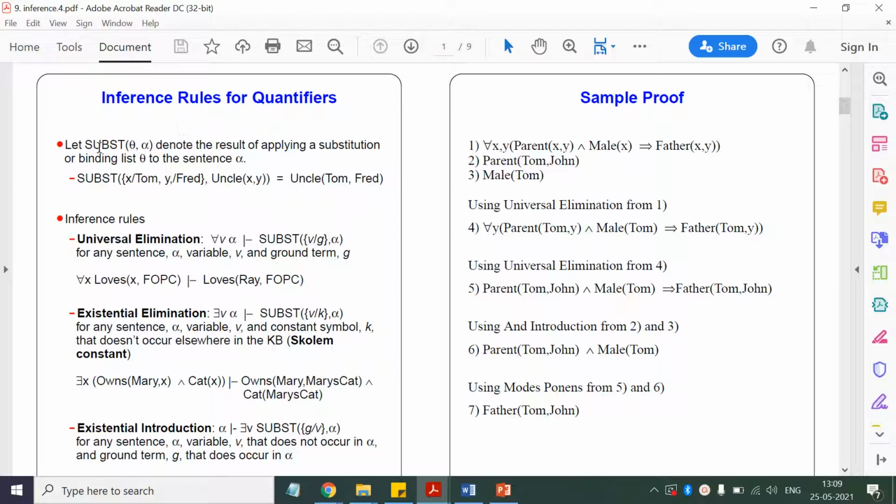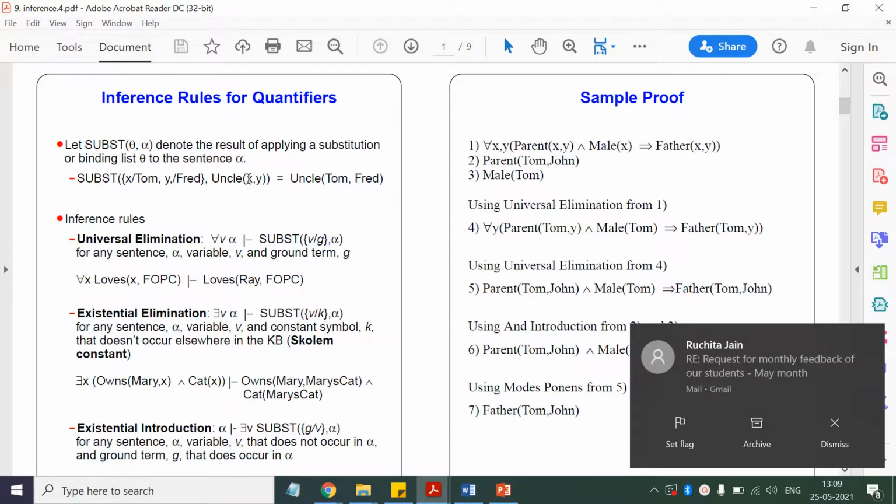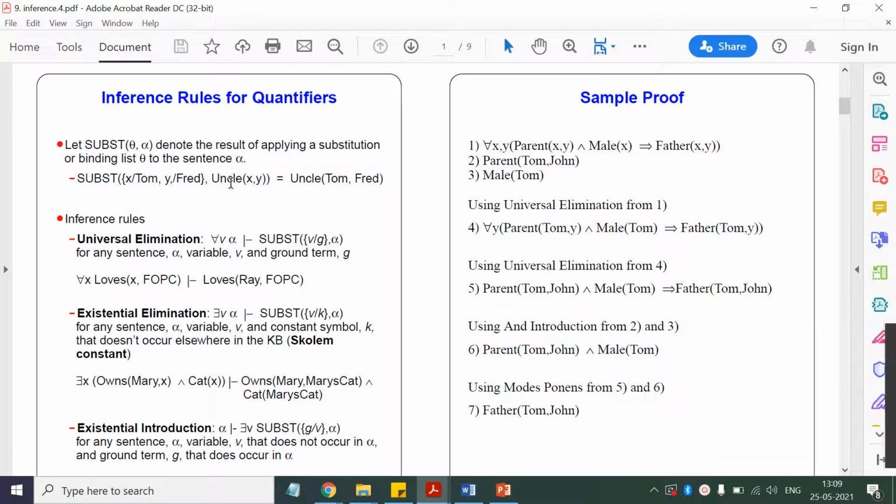So what we do here, first we are going to define a function. This Subst stands for substitution. Theta is our substitution list, and alpha is our given statement. So see the example: Uncle(x, y), this is our given statement. x and y are the variables. So it says that x is the uncle of y. Now what we can do, we can replace x with Tom and y with Fred.